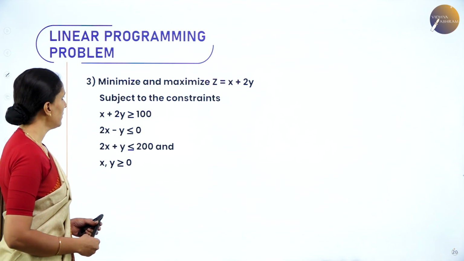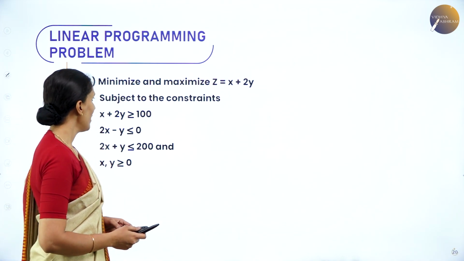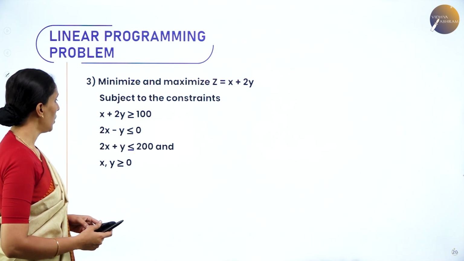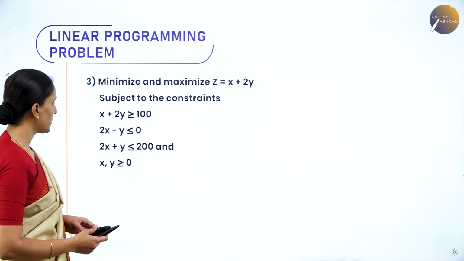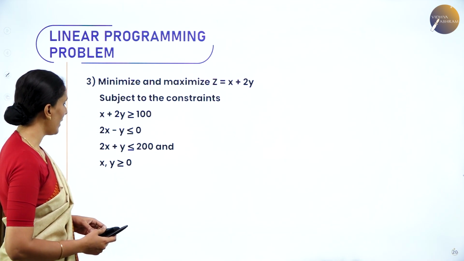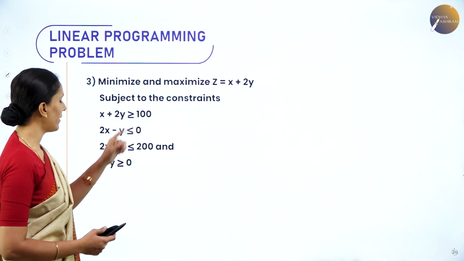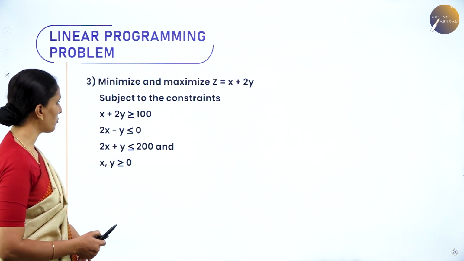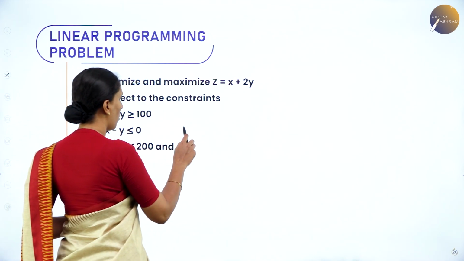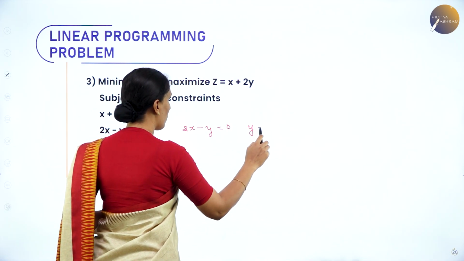Next question we have: minimize and maximize z is equal to x plus 2y subject to the constraints x plus 2y greater than or equal to 100, 2x minus y less than or equal to 0, 2x plus y less than or equal to 200, and x, y greater than or equal to 0. So when we take x plus 2y greater than or equal to 100 as a solution, and 2x minus y can also be written as 2x minus y is equal to 0, we get y is equal to 2x.